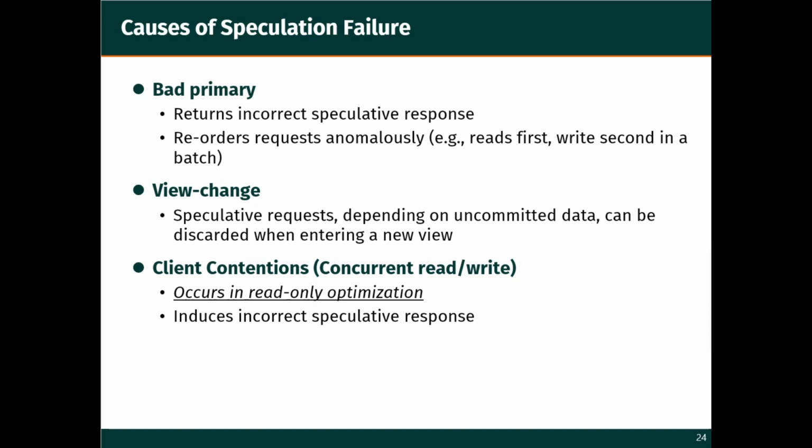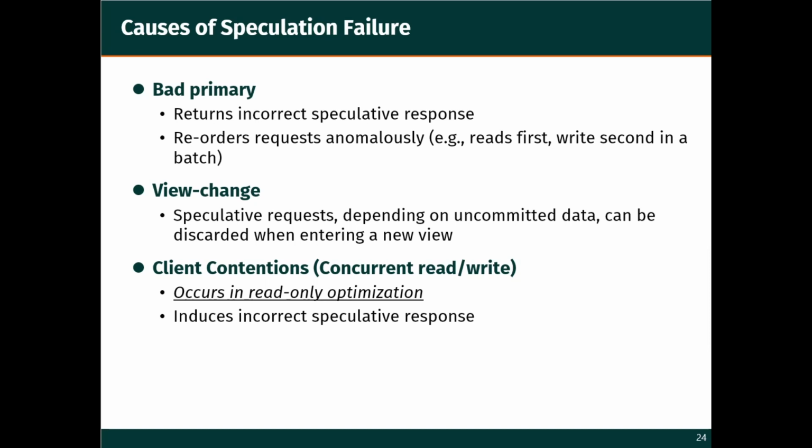Speculation failures have three causes: bad primary, view change, and client contention with concurrent read-write requests. The bad primary, the first reason, obviously incurs a speculation failure because the bad primary can return an incorrect speculative response, and it also can reorder requests anomalously, such as placing a read request first and a write request to the same state second in a single batch, which invalidates the read request.